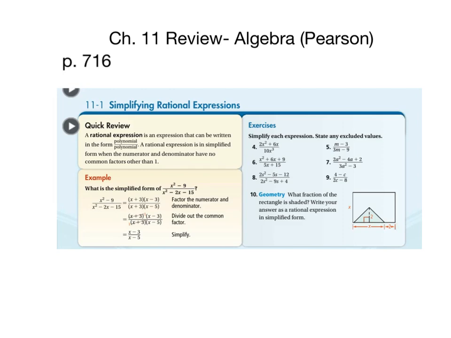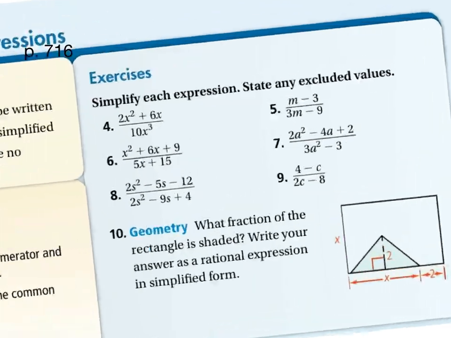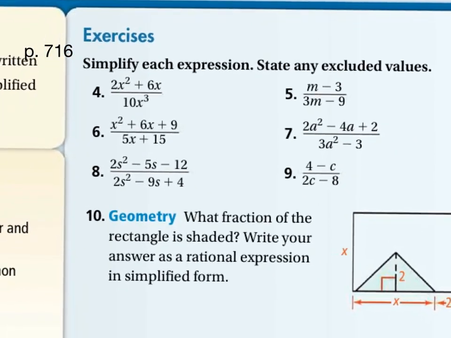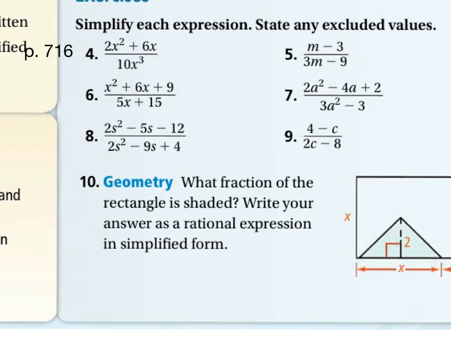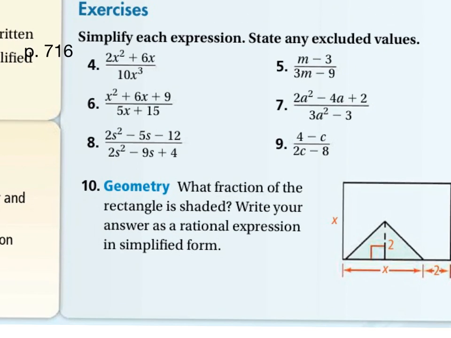Page 716, we're looking at Chapter 11 review. So we're just going to go through a few of these problems. Answers should be in the back of your book so you can check as you go. The first section, we'll just look at number 6. They're asking us to simplify the expression and state any excluded values.